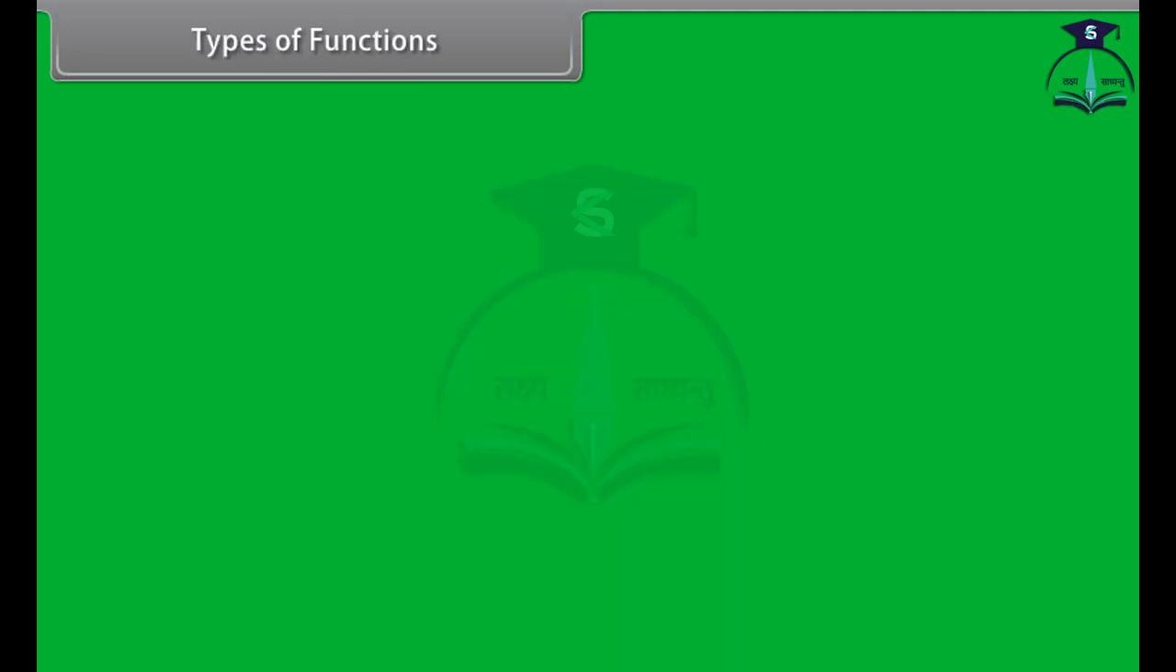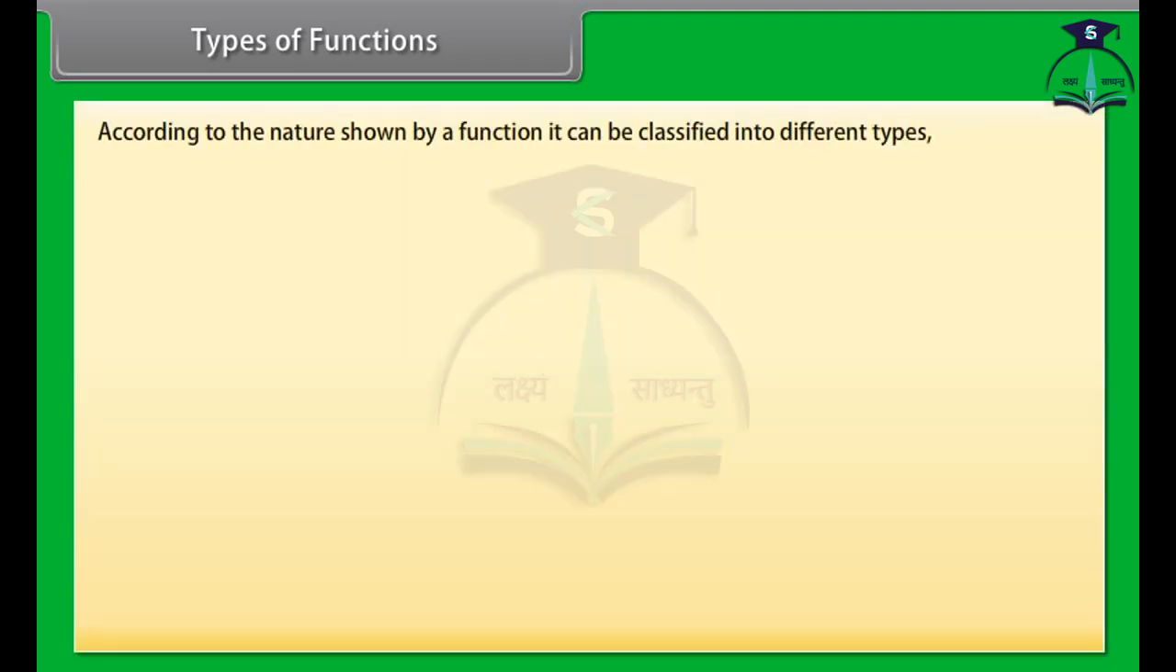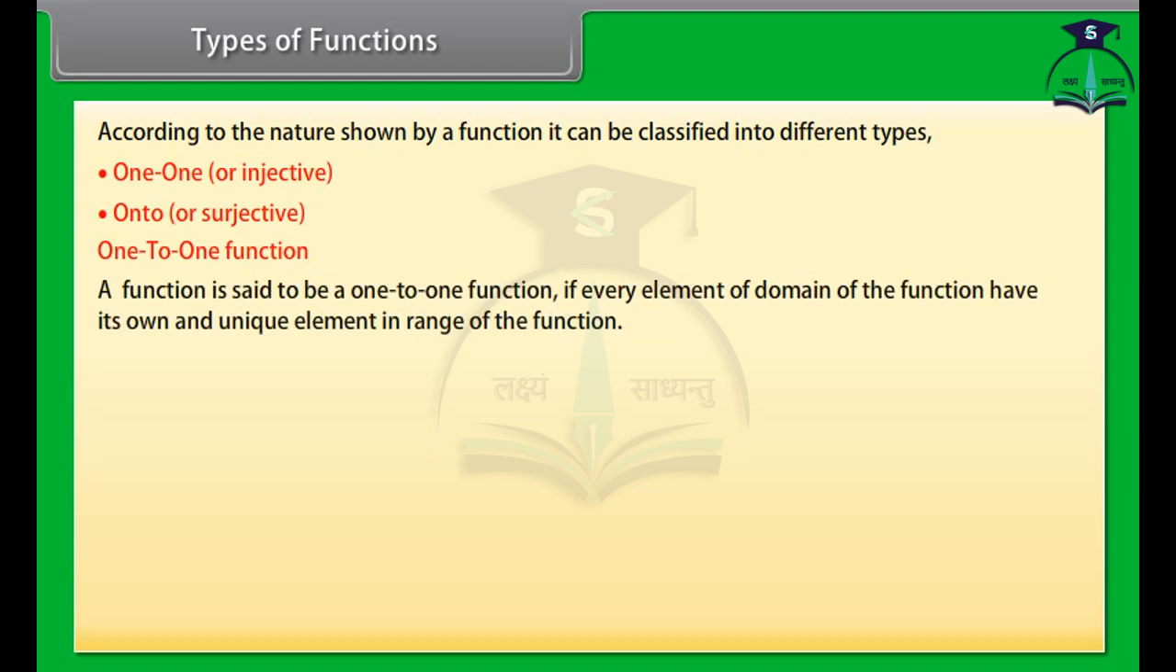Types of functions. According to the nature shown by a function, it can be classified into different types: one-one or injective, onto or surjective. One-to-one function. A function is said to be one-to-one if every element of the domain of the function has its own unique element in the range of the function.